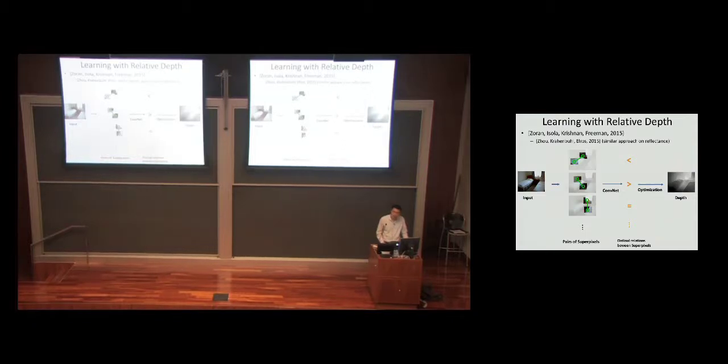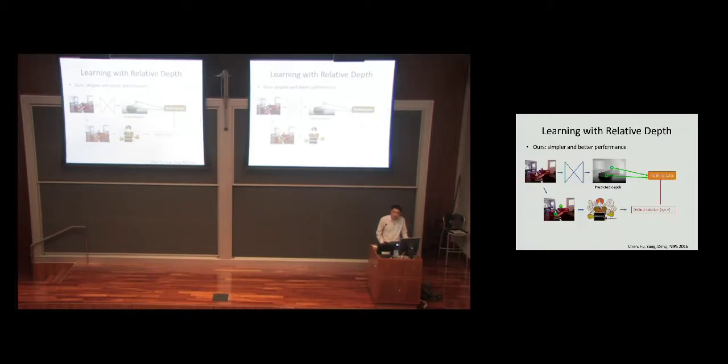So now, with annotations of relative depths, you can ask, how do we use them to train a network? How do we use them to actually do depth estimation for each pixel? There was this excellent prior work from MIT that involves multiple steps. It takes an input image and extracts superpixels, trains a convolutional net to classify the depth ordering for each pair of superpixels, and then does a global optimization to assign a depth value for each of the pixels. Here, we take a much simpler approach, which also turns out to be more effective.